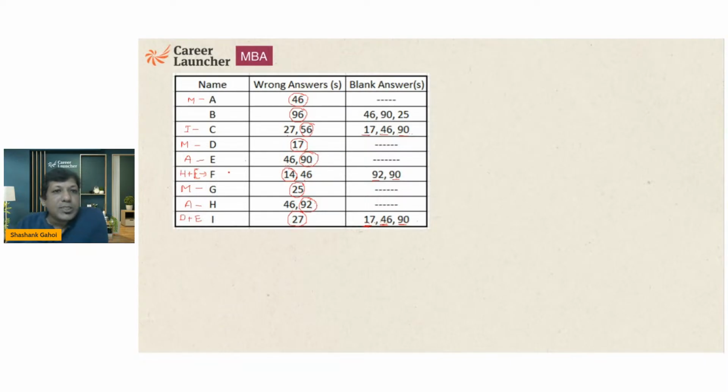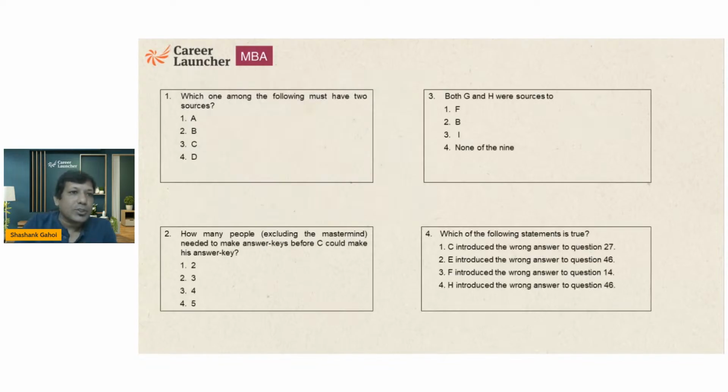Okay. So this is what we are getting until now, and the last value which is remaining, that is B. Now B is getting 46, 90, and 25 now. So 46 and 90 is going to come from E, and 25 is going to come from G. So basically E plus G must be sources of B. Okay. So I got who is going to receive answer key from whom. Now let's read the questions.